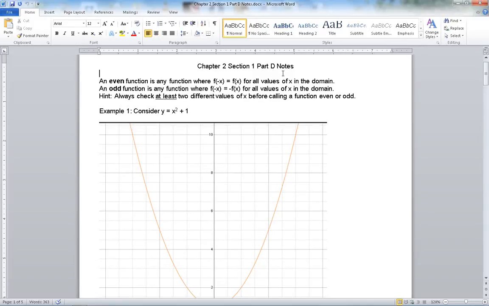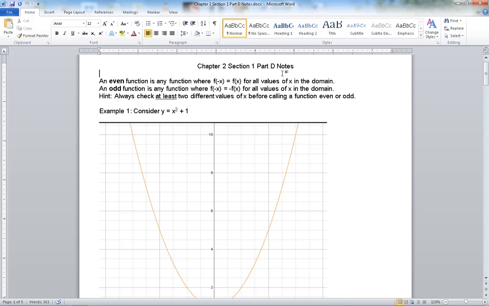The last set of notes for Section 1 of Chapter 2 cover the idea of even and odd functions. Now we say a function is even if f evaluated at negative x equals the function value f evaluated at x for all possible values of x in the domain of the function. An odd function is any function where f of negative x equals negative f of x for all values of x in the domain.